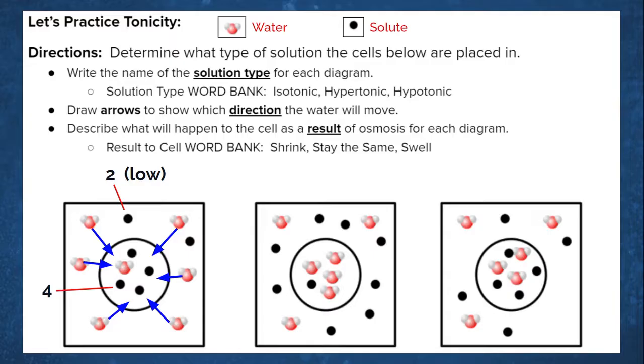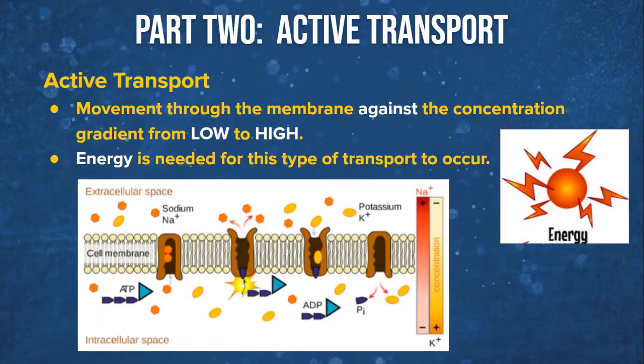You are going to do the other 2. So we've already done hypotonic. So that means the other 2 are either going to be hypertonic or isotonic. And again, use your word banks and also draw your arrows.